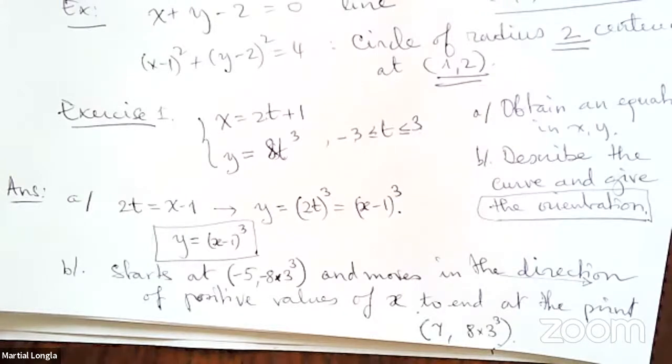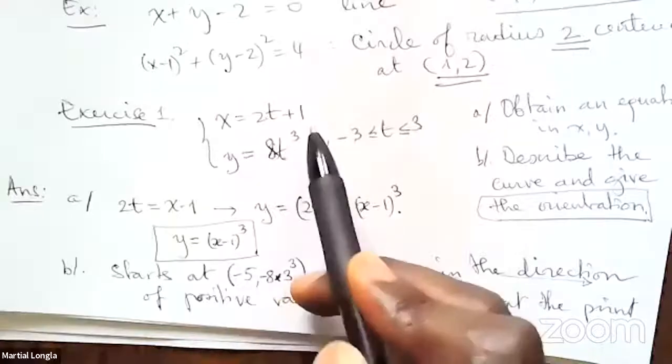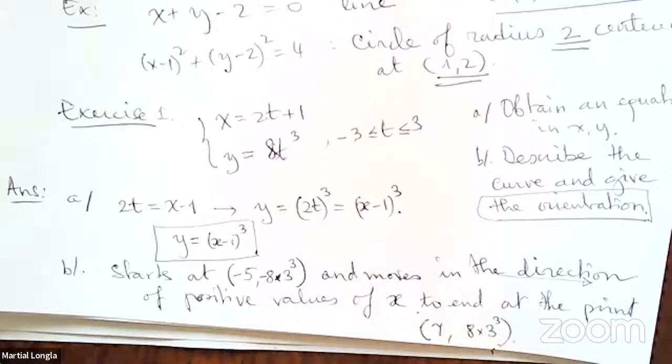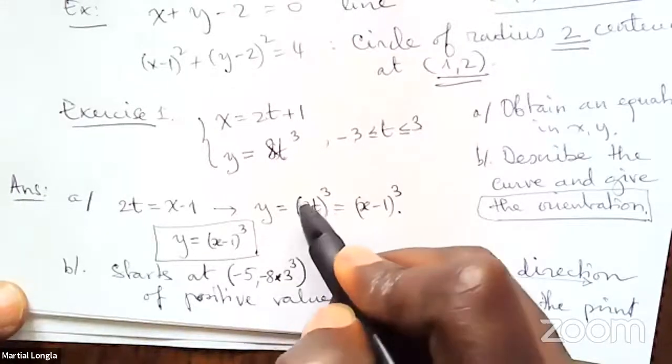Does that answer your question? Yes, sir. Because y is 8t cubed, and that 8 is 2 cubed. So that's 2t, everything cubed. That's why you have parentheses.